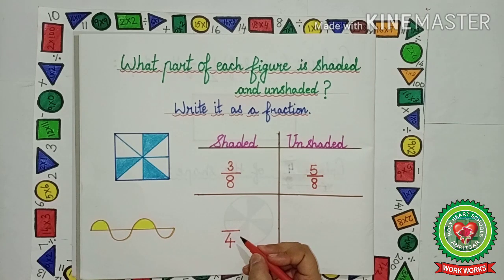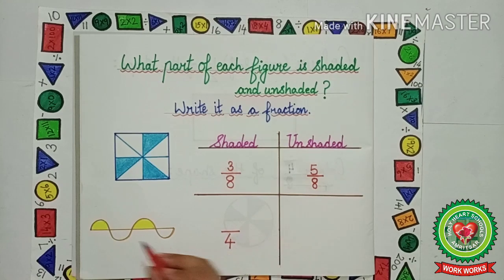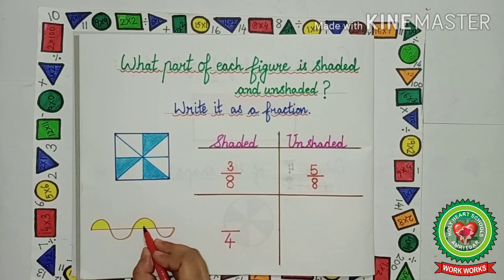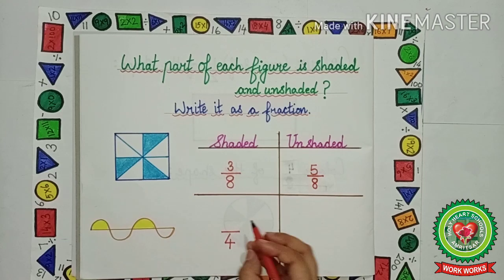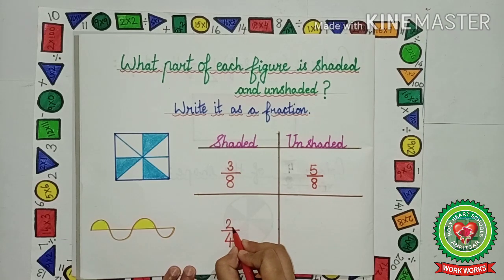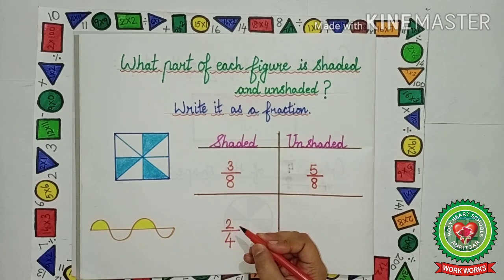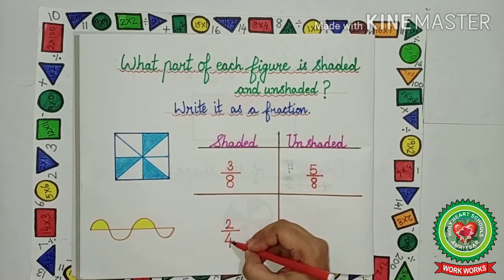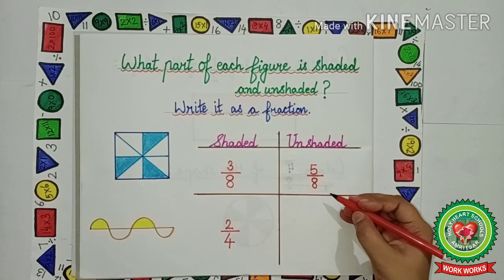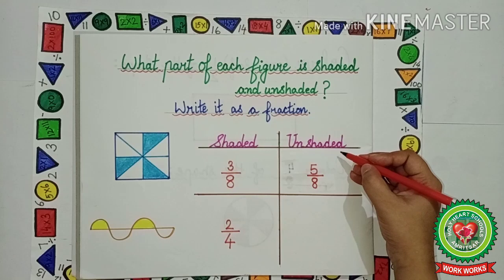Now let us count how many parts are shaded. 1, 2. 2 parts are shaded. So 2 we will write as the numerator. So what is the shaded fraction? 2 upon 4. Now let us write the unshaded fraction.